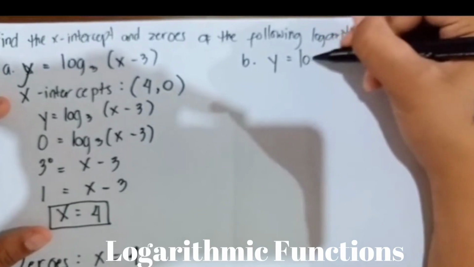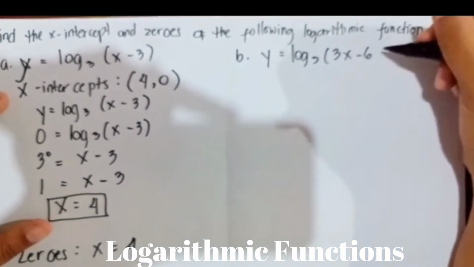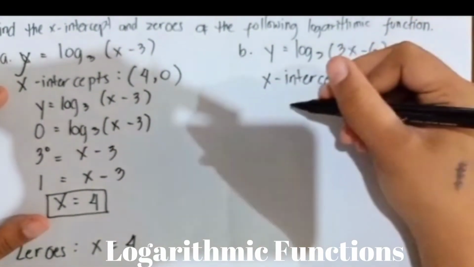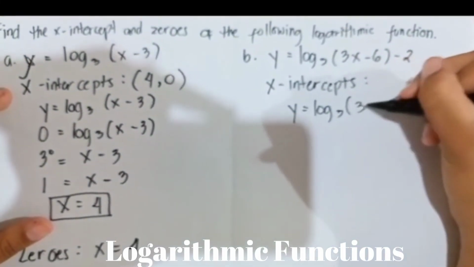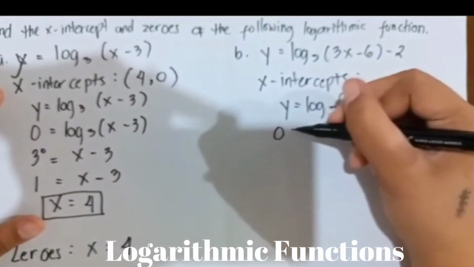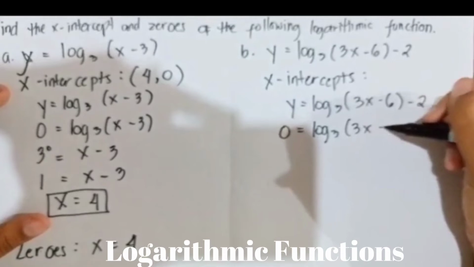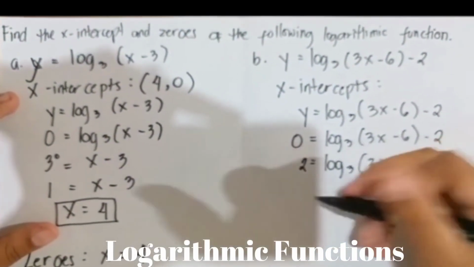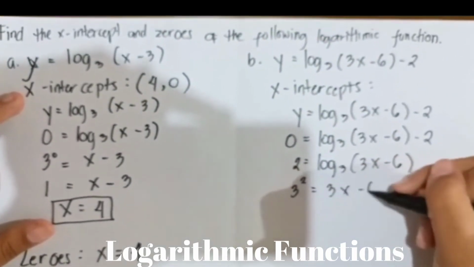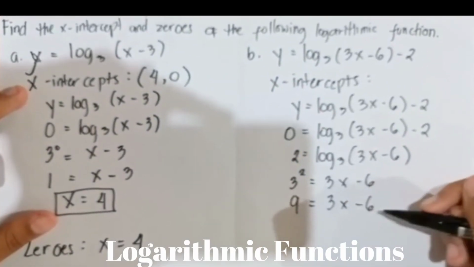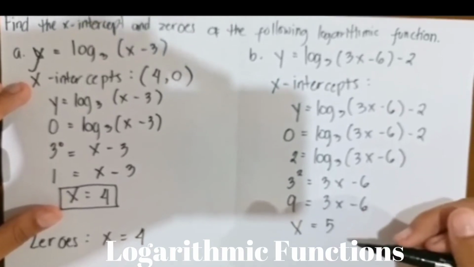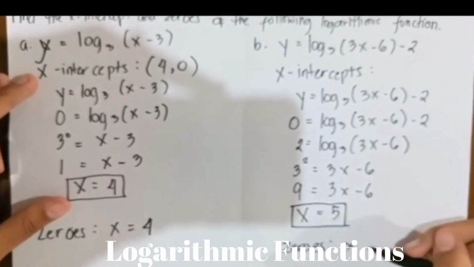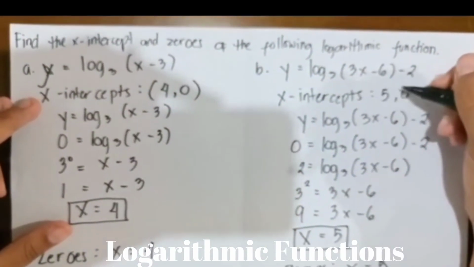Second example, y equals log (3x minus 6) to the base of 3, minus 2. Let's find the x-intercepts. Let y equal 0: 0 equals log (3x minus 6) to the base of 3, minus 2. Transfer negative 2 so it becomes positive 2 equals log (3x minus 6) to the base 3. Transferring the base, 3 to the power of 2 equals 3x minus 6. 3 squared is 9, so 9 equals 3x minus 6, and the final answer is x equals 5. Therefore the zero is x equals 5, and the x-intercept will be (5, 0).